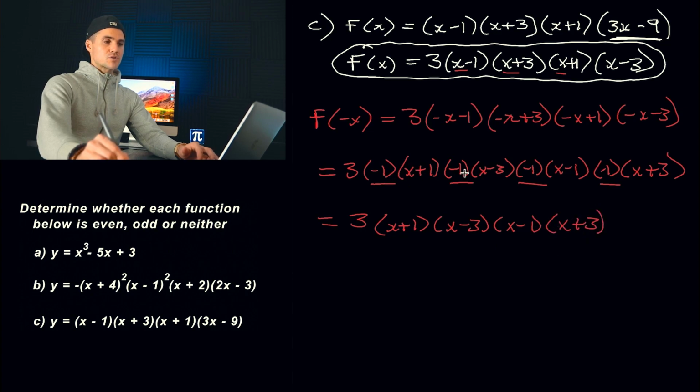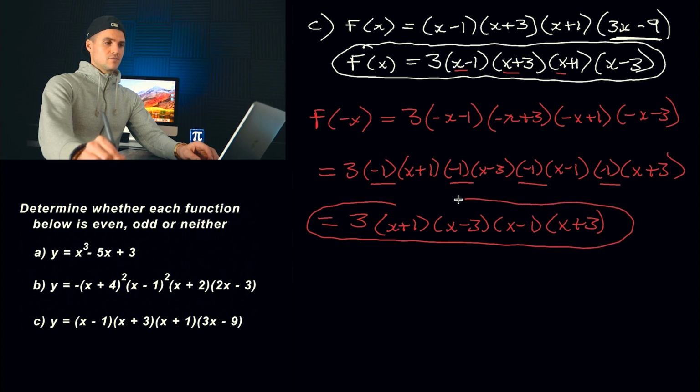like that. Now, if there was 3 negative ones, it would be a negative 1 to the power of 3, and that would be a negative. We would attach it with this 3 here. So we'd have a negative 3 in front if there was an odd number of negative ones, but there's an even number of negative ones, so it would just stay as positive 3. And then this here is the simplified function for f of negative x.